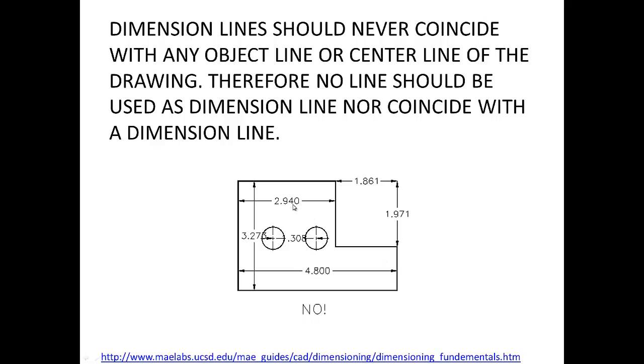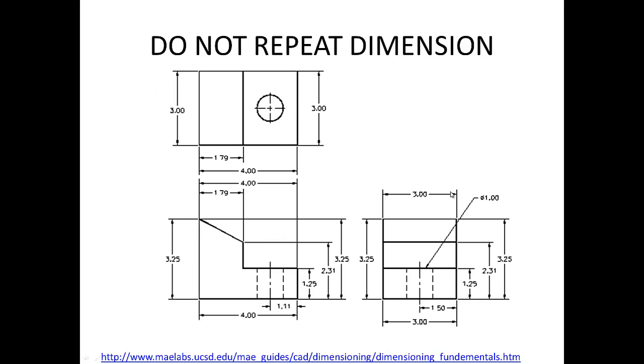And again, when you have a chain like 2.940 and 1.861, it's wrong. You should have either one of them and then the maximum one, 4.88. This is over-constrained when you have two dimensions like this. If you try to add them up, it doesn't match. You see, we have 1 here at the end, and it doesn't add up to what we have here.